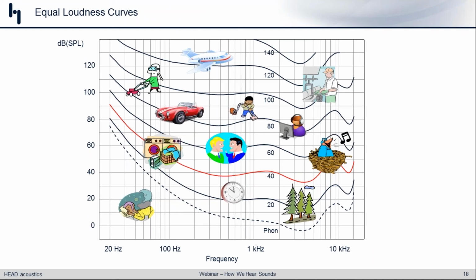Now, I think you've all seen the equal loudness contour curves before. And in some ways, that low frequency stuff, you see the compression down here at very low frequencies. We're not very sensitive to it.